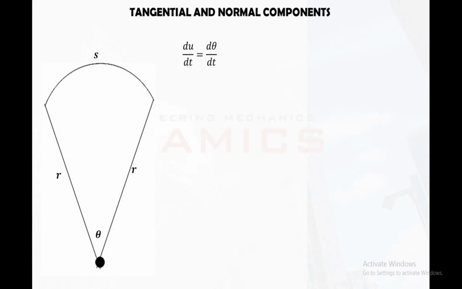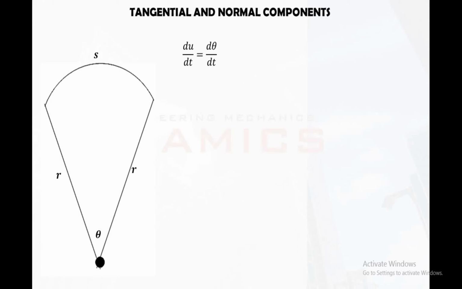Dito na papasok ngayon yung tinatawag nating arc length. So, for this diagram, you can see here there in your board. Yung S, that is the length of your arc. Yung letter R, that is the radius of your curvature. And theta, yan yung angle. So, from this diagram, you can derive here kung ano yung d theta over dt.